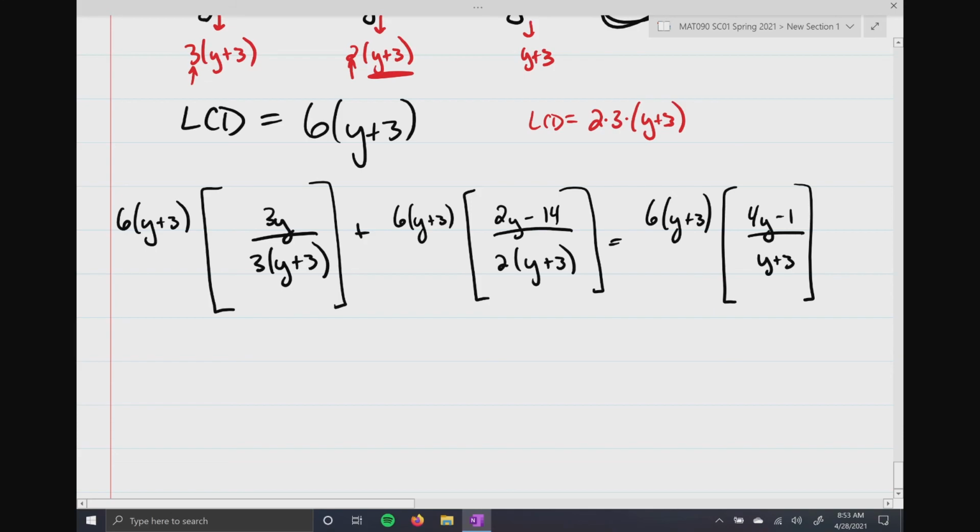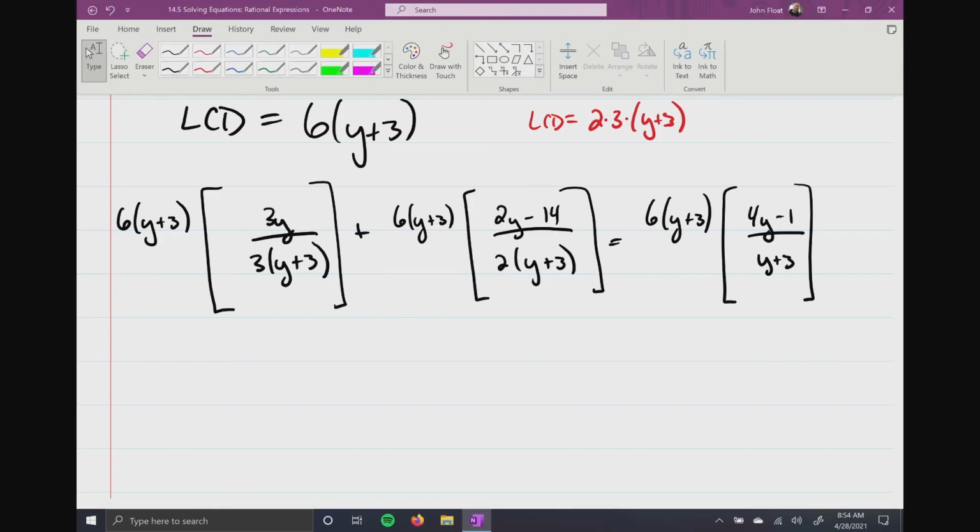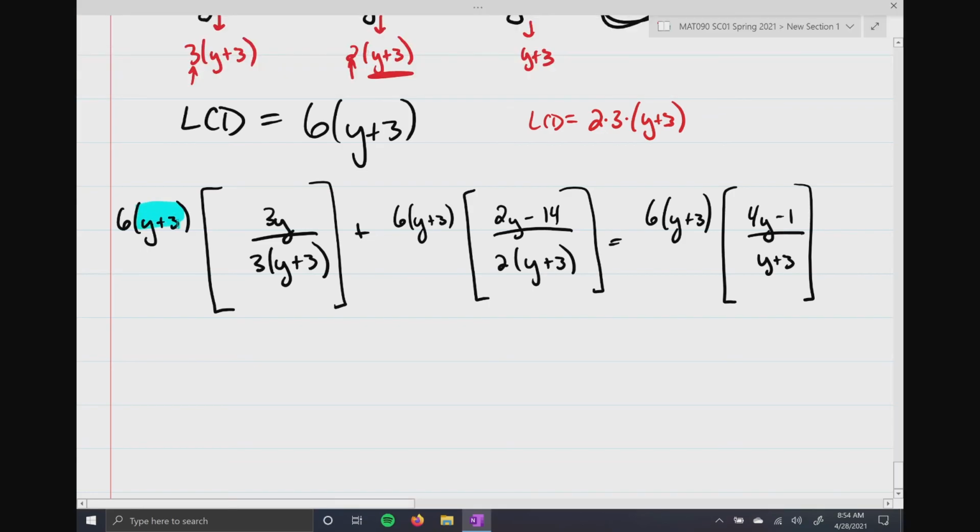All right. Now, there are a couple moves here I can see. But what I'm going to do is keep it consistent with what we've been doing the entire time. All right? Here's what I notice. Everything highlighted can be reduced. The y plus 3s will reduce to a 1, and a 3 over 3 will reduce to a 1 as well.